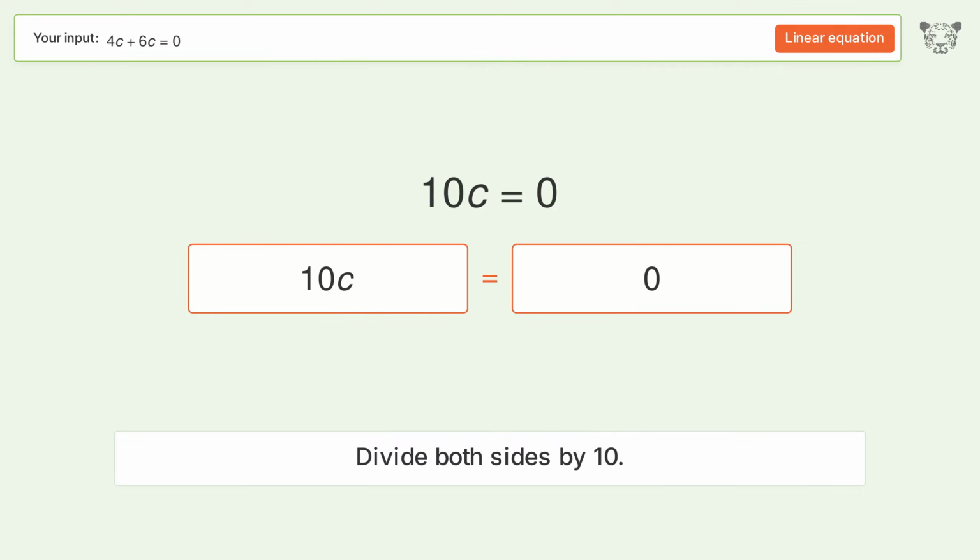The variable coefficient is 10. Divide both sides by 10 to leave the variable alone.